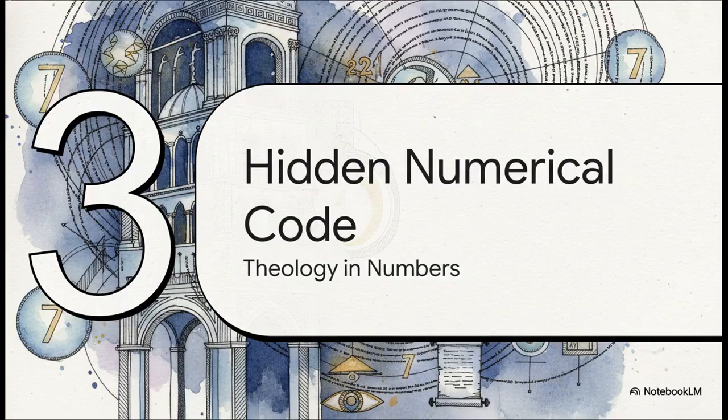All right, now for the third and perhaps most hidden layer of John's literary genius, a symbolic numerical code. Now, this isn't about numerology or predicting the future. It's about embedding theological meaning directly into the very count of keywords and phrases, a level of artistry that, honestly, only the most dedicated student of the text would ever uncover.